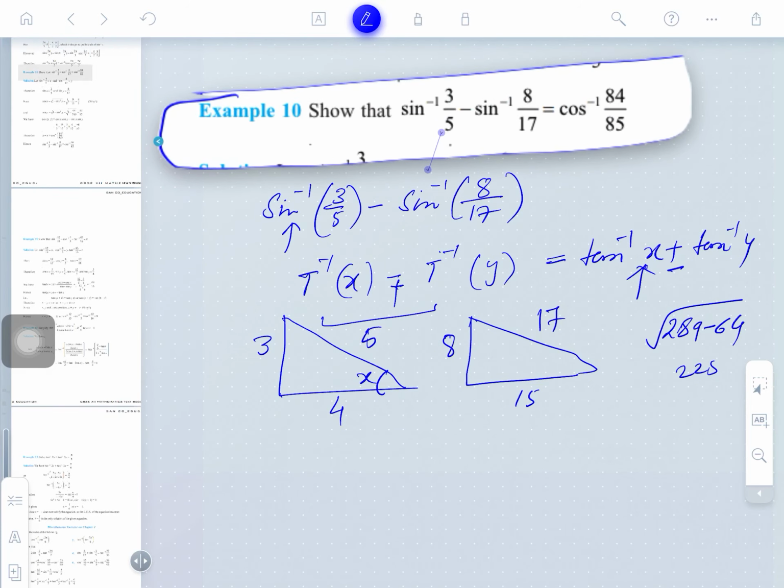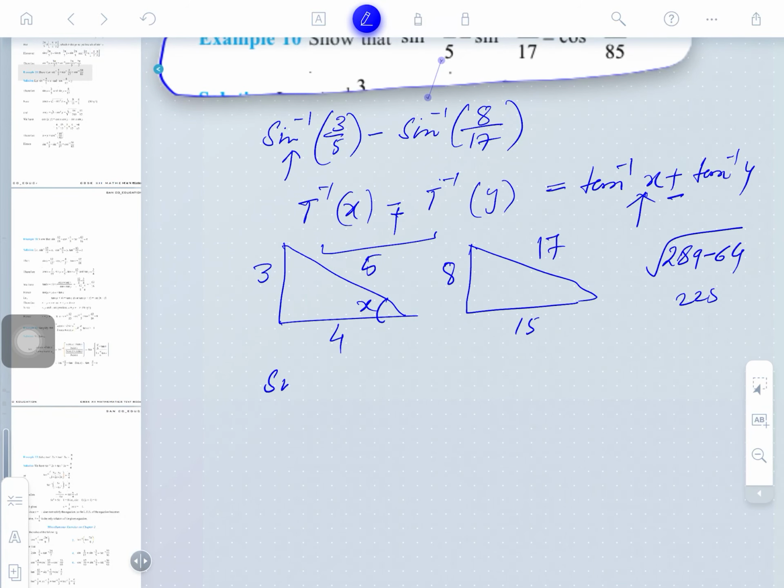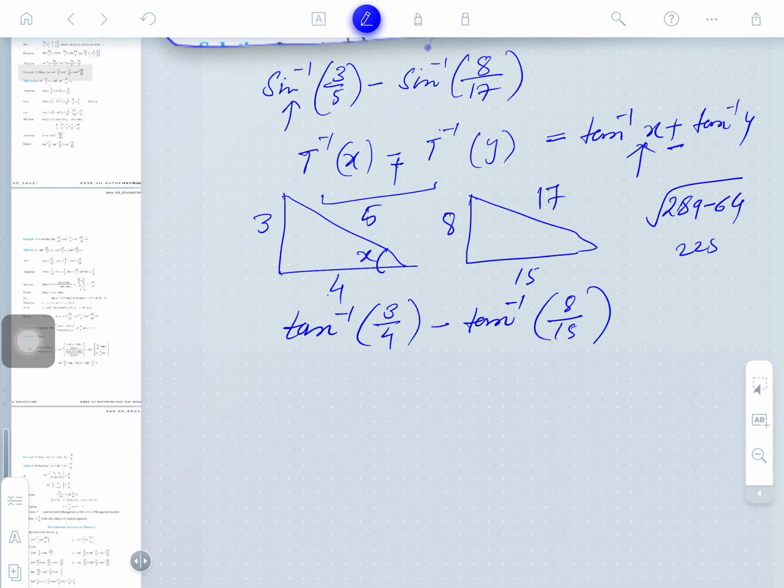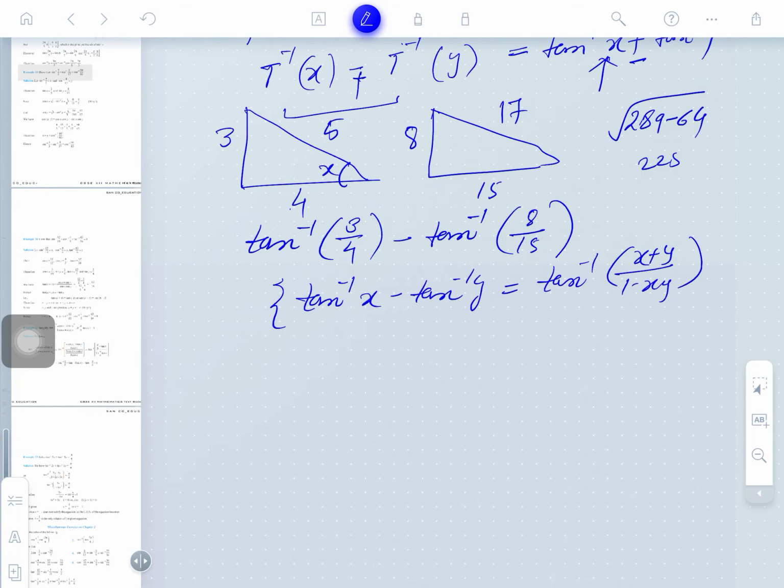So for sine inverse 3 by 5, we can write tan inverse. How can tan be written? Tan can be written as 3 by 4. So tan inverse 3 by 4, minus here also tan inverse can be written. What is tan here? Please tell me. 8 by 15 is to be there. Now the identity of tan can be employed here. What is the identity of tan? Tan inverse x minus tan inverse y is equal to tan inverse of x minus y over 1 plus xy.